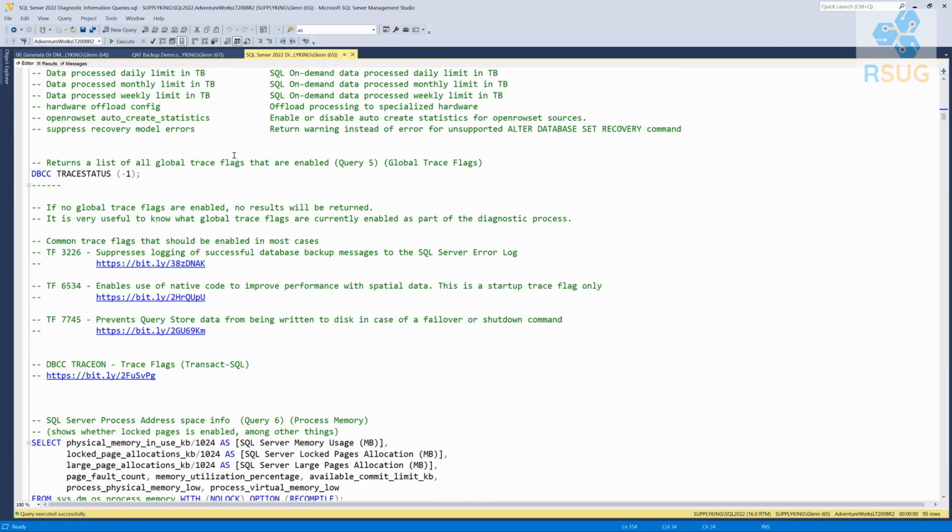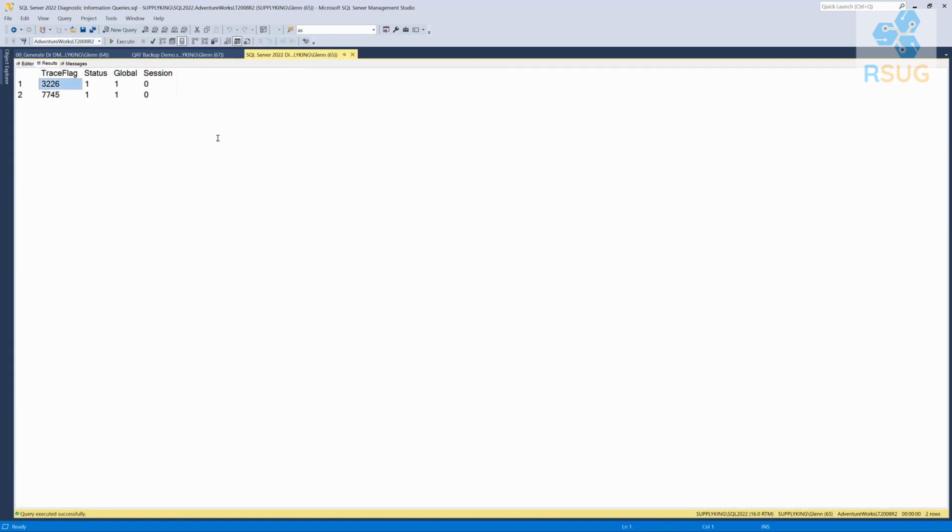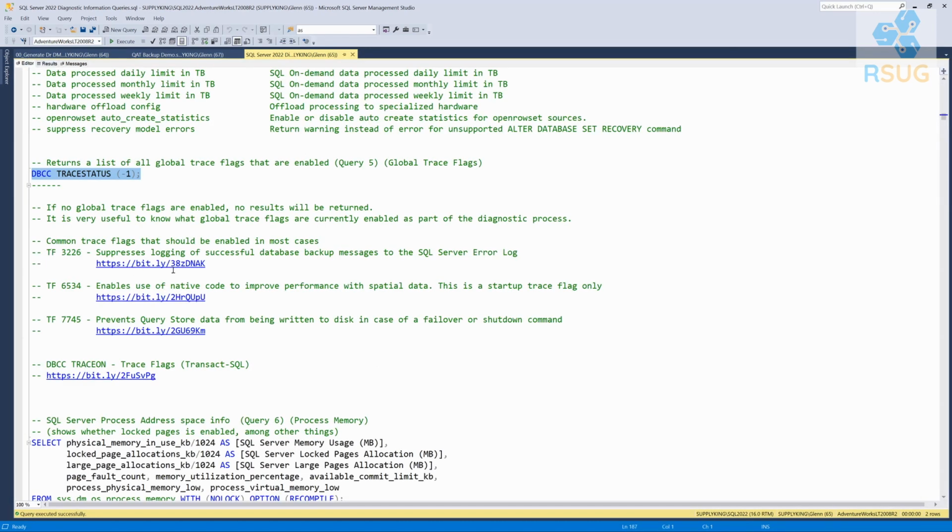And then the next one is just DBCC TRACESTATUS(-1), which shows you all the global trace flags. And depending on what version of SQL Server you're on, certain ones are a pretty good idea for pretty much every single instance. And this is my opinion of what's good for SQL Server 2022: 3226 and 7745. And I've got comments right here and links that explain what those two trace flags do. Each newer version of SQL Server doesn't need as many trace flags as old versions did, because the behavior is on by default in most cases.